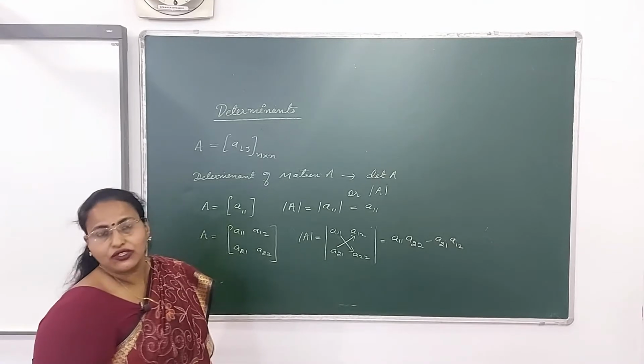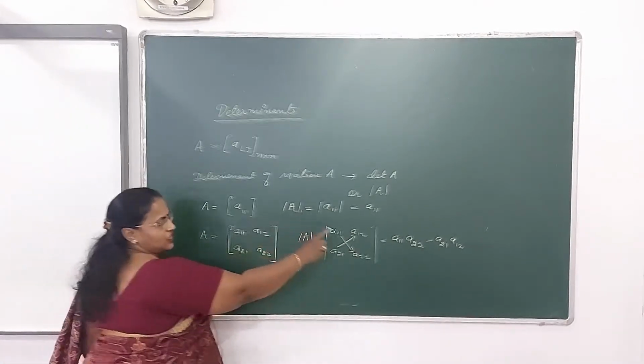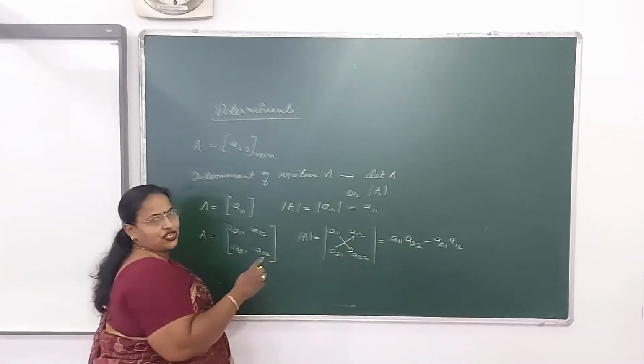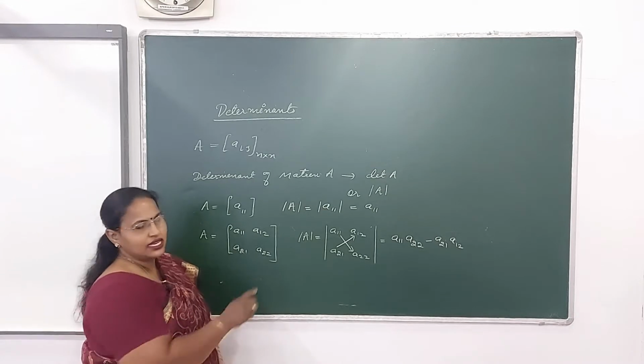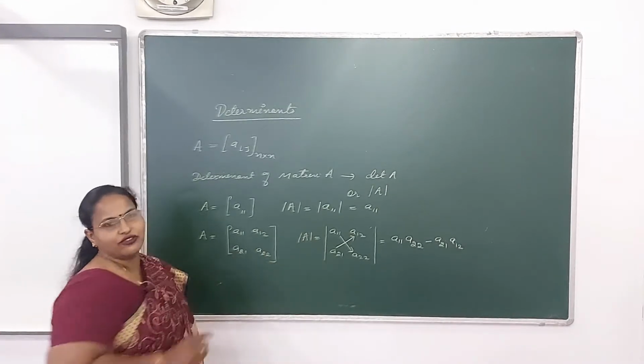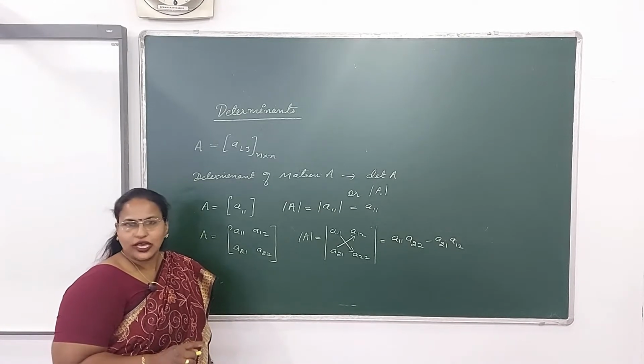Now let us come back to the definition again. This square matrix is associated to this expression or a value, and what is this value or expression called? This is called the determinant of the given square matrix. So is this okay beta?